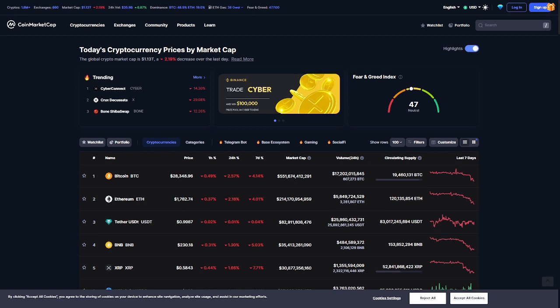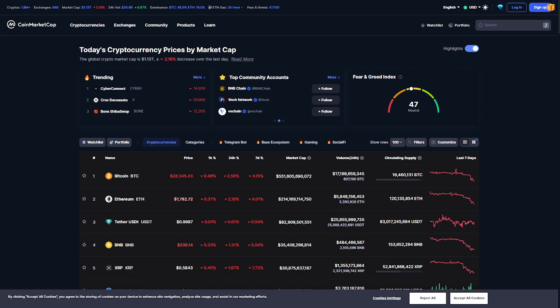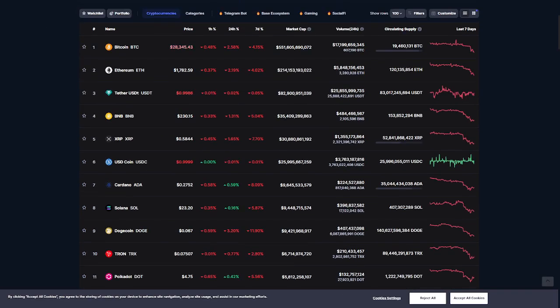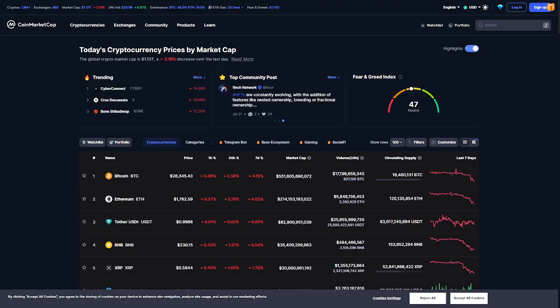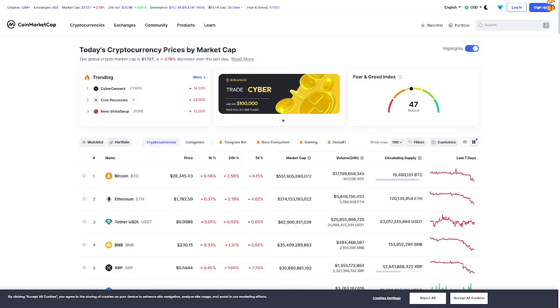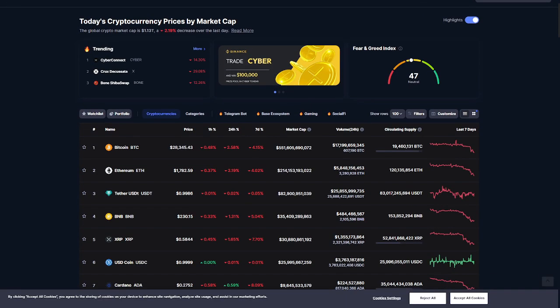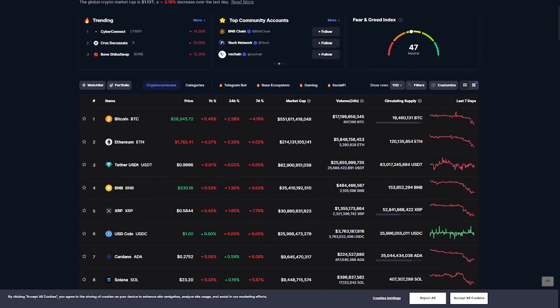First, I want everybody to go to this website right here, CoinMarketCap. You can search that up in your Google search engine, click on the first link, and you'll be able to find this screen right here. If you want it to be light or dark, you can click on this symbol at the top. I'll leave it as dark, and so let's get started.